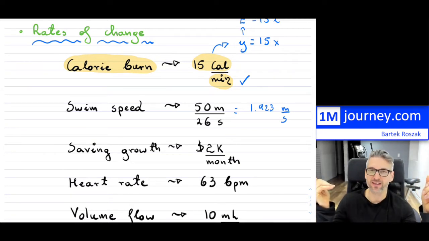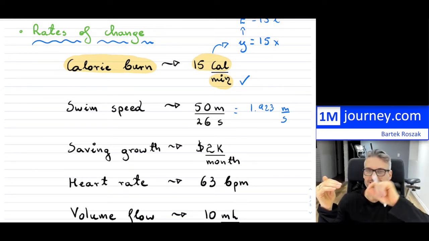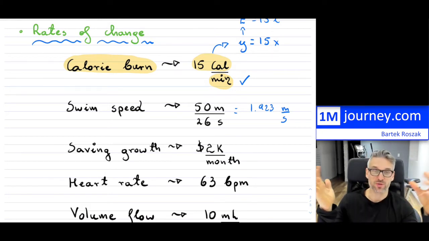Is that reality? Not really. When you're burning calories, you're not always going to be burning 15 calories. It will depend on what you're doing, what your brain function is, if you're sick, if you're not sick, and so on. So it's never really a straight line. For speed, even for a swimmer, they're not going to be swimming exactly at this speed all the time.